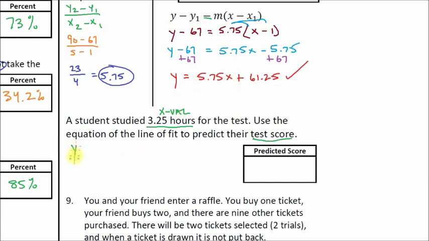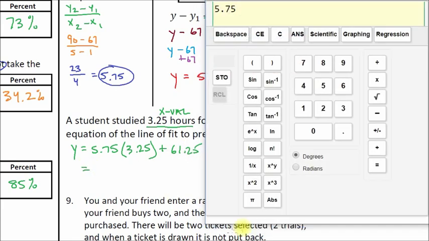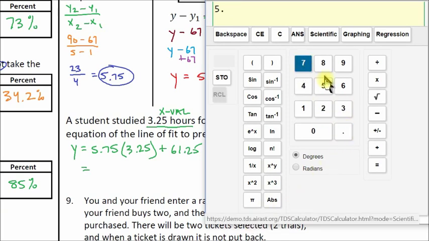We've got y equals 5.75 times 3.25 hours plus 61.25. Let's go ahead and put that in our calculator and see what we get. We've got 5.75. If I can get those buttons to work. And now for some reason I'm not getting the buttons to work. There we go. Let's backspace and try again.